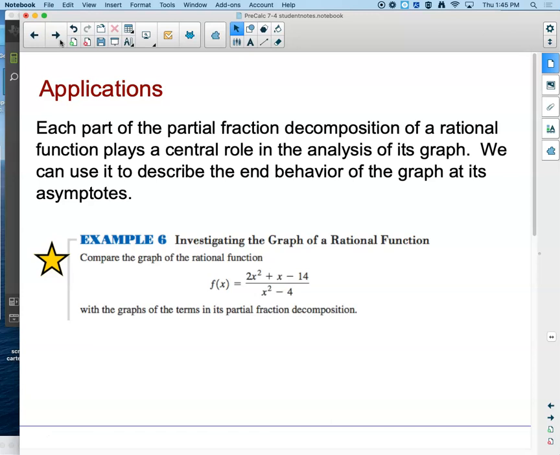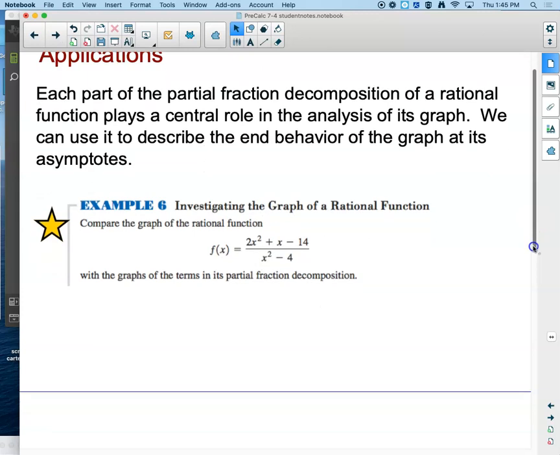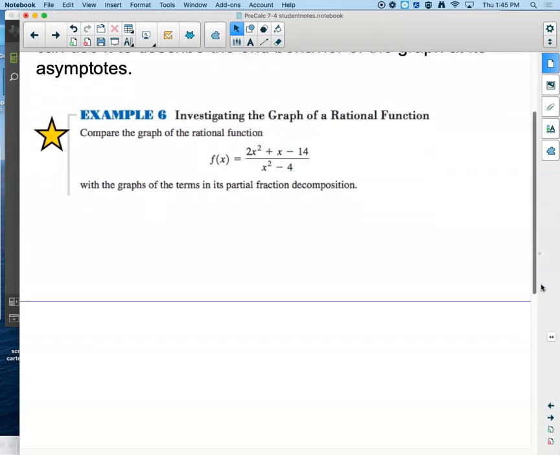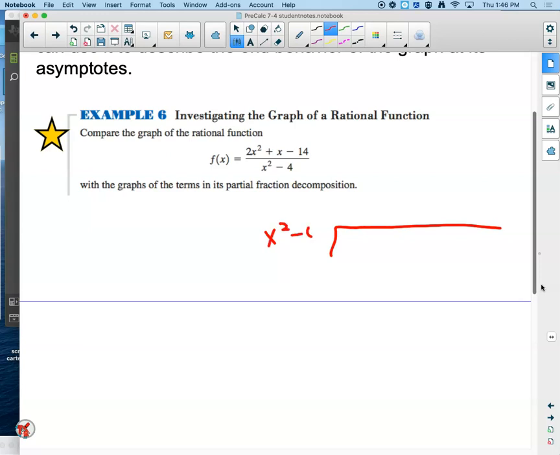Example 6 is investigating the graph of a rational function. Compare the graph of the rational function f of x equals 2x squared plus x minus 14 over x squared minus 4 with the graphs of the terms in its partial fraction decomposition. So with this one, we notice, hey, it's a 2x squared on the top and it's an x squared minus 4 on the bottom. That's one we should divide out and see what we get.